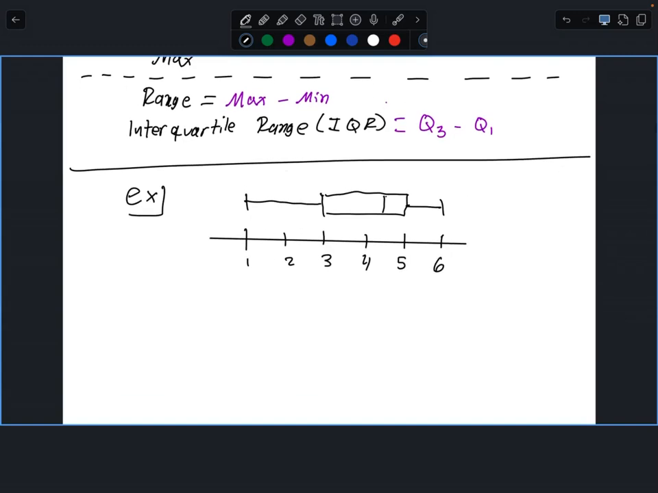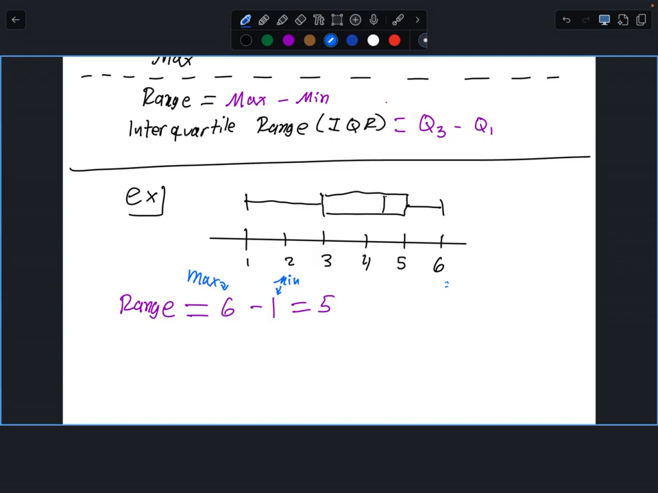Now, we've already practiced finding the other 5 numbers, but let's say now we want to find the range. 6 minus 1 is 5. So it's 6, which is the maximum, minus 1, which is the minimum, which is 5. This is the max, this is the min, and therefore the range is 5.